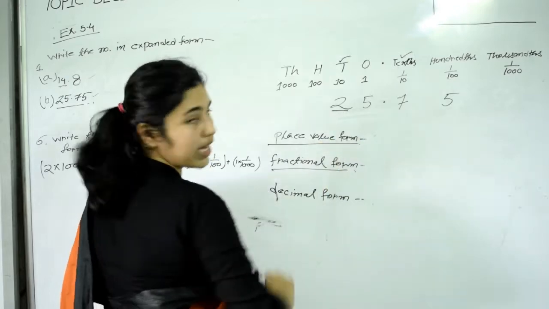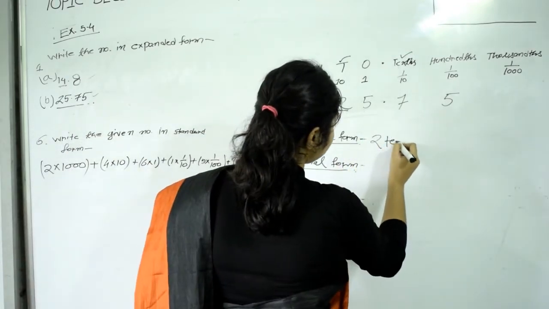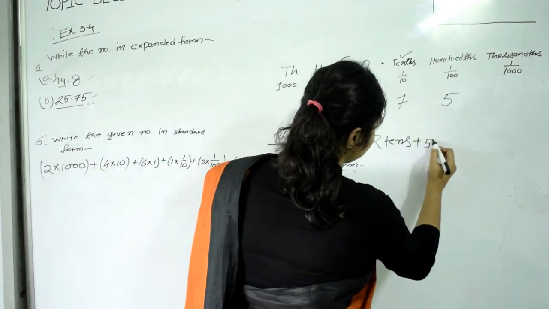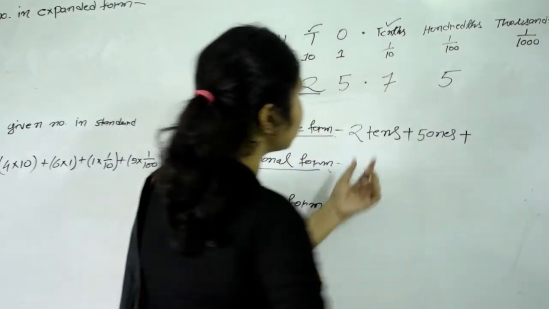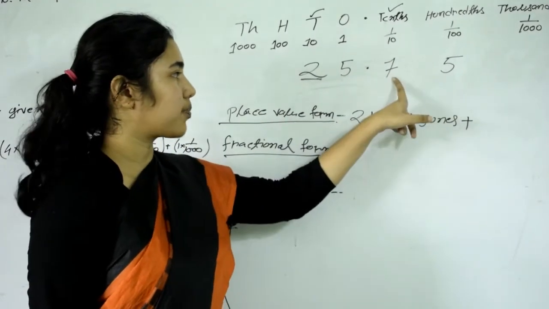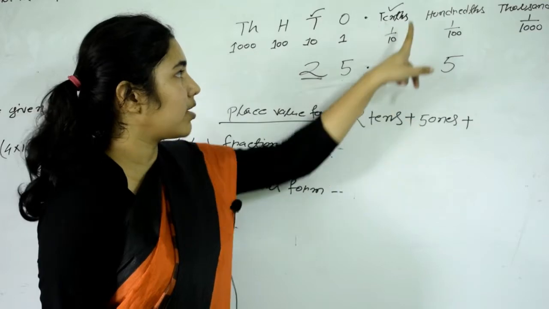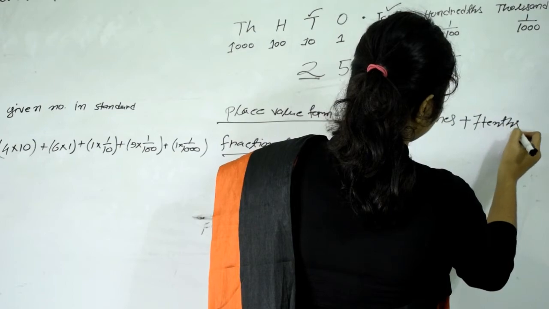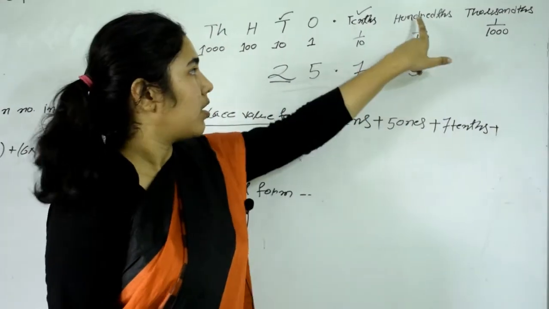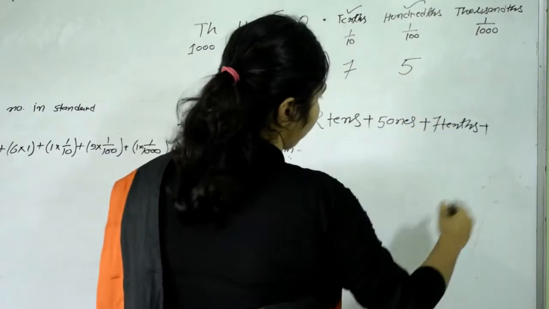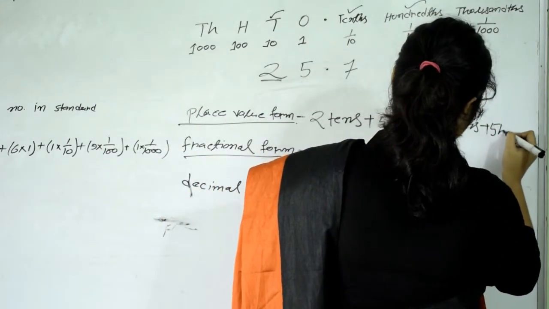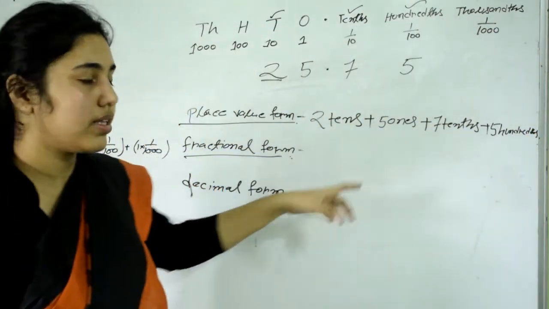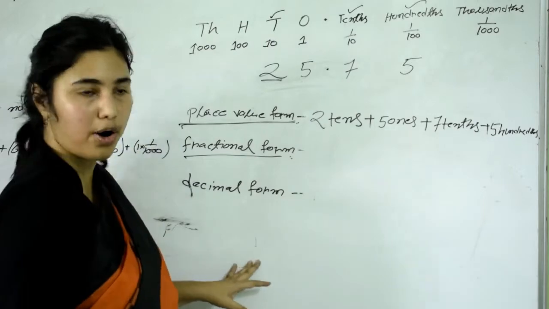Here we have 2 tens, right? So write 2 tens plus 5 ones plus, after the decimal point, first place is tenth place. So 7 tenths plus 5 hundredths. Okay, this is the place value form.